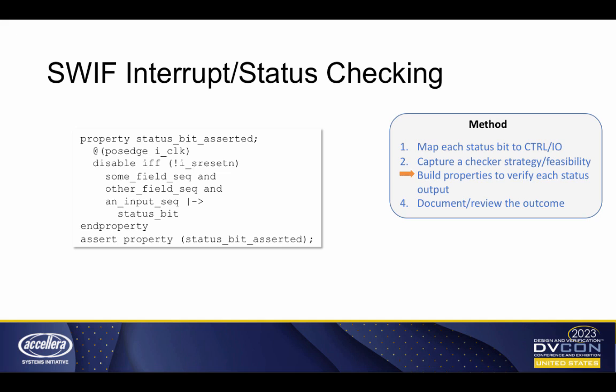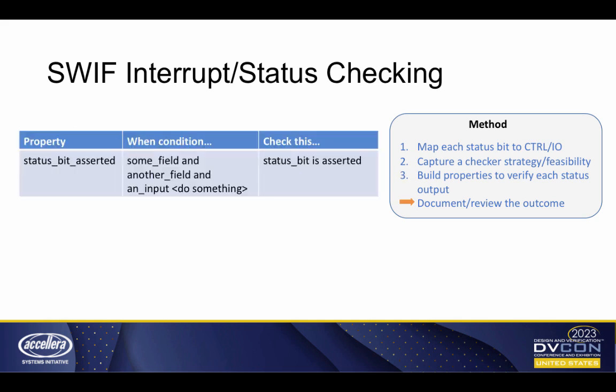Then the work starts, and this is just the mechanics of writing properties, based on the strategy you've got, based on the relationships that you have defined. You go and build one or more properties that prove that particular status output. You run those properties, you make sure that the RTL is functioning as you expected. You do your job. This is the do your job step. Go and write code and make sure that your proofs are passing.